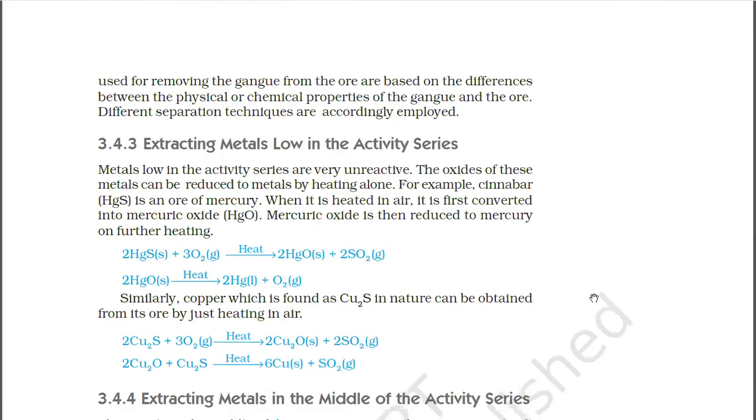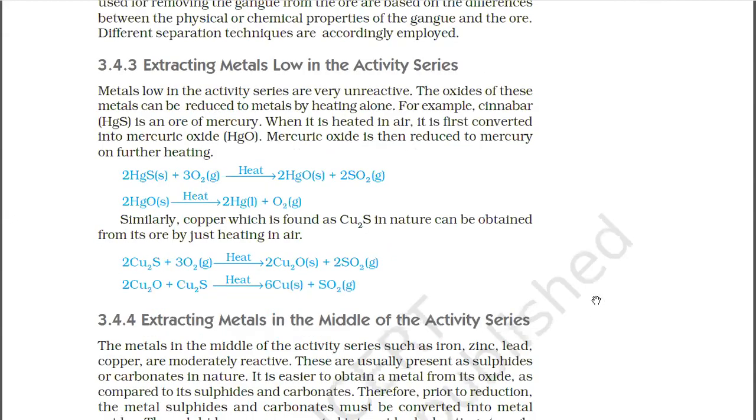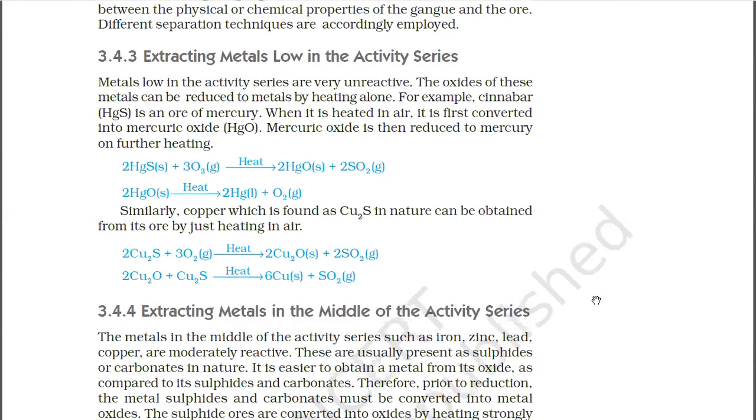Extracting metals low in the activity series. Metals low in the activity series are very unreactive. The oxides of these metals can be reduced to metals by heating alone. For example, cinnabar is an ore of mercury. When it is heated in air, it is first converted into mercuric oxide. Mercuric oxide is then reduced to mercury on further heating. Similarly, copper, which is found as Cu2S in nature, can be obtained from its ore by just heating in air.